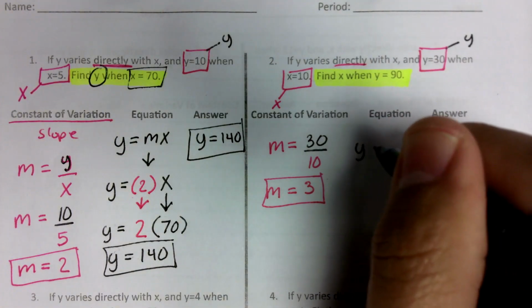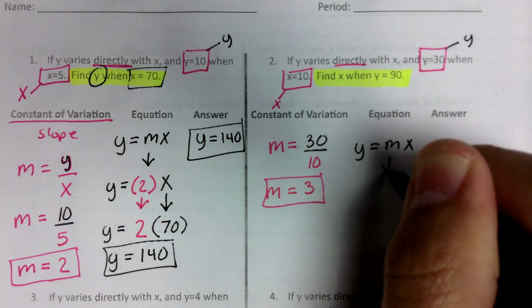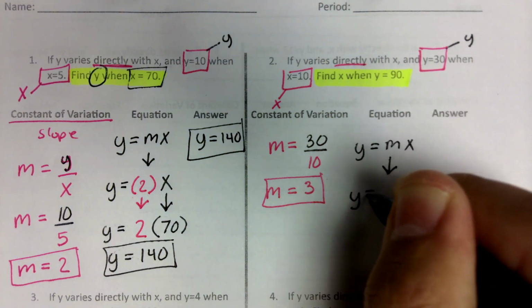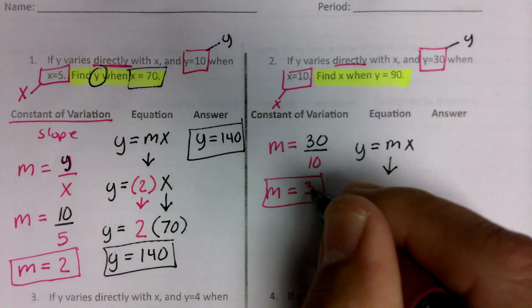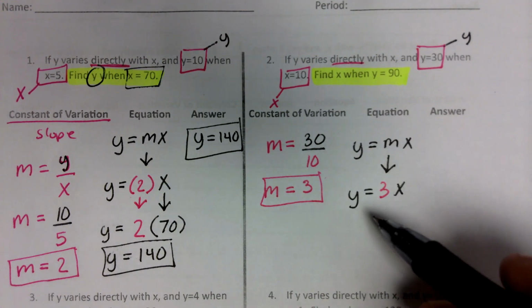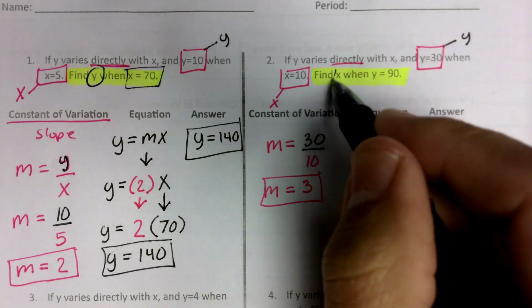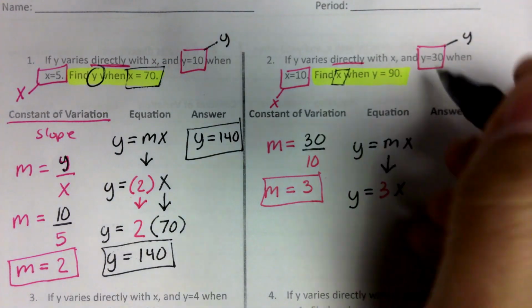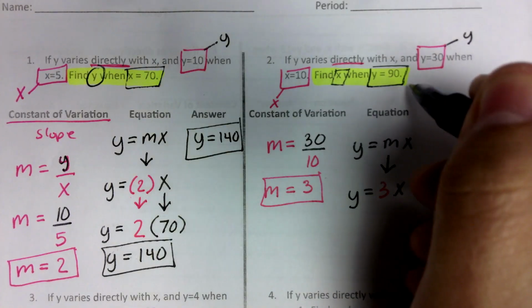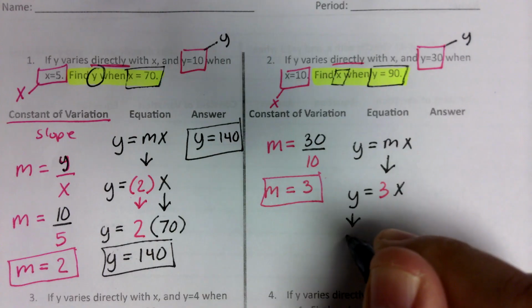Now when I create my equation, remember that it's y equals mx. And we have just found the m value. So really it's going to be y equals 3x. So now that I have my equation made, I'm going to read the second part of the sentence. And it says find x. So we're looking for x when y is equal to 90. So I'm going to change this y to a 90.